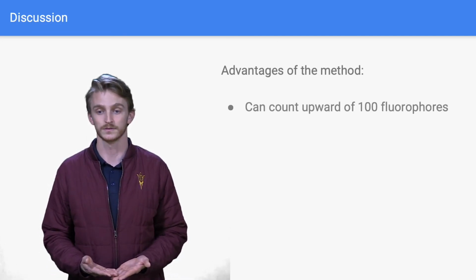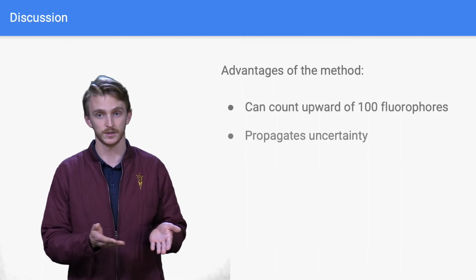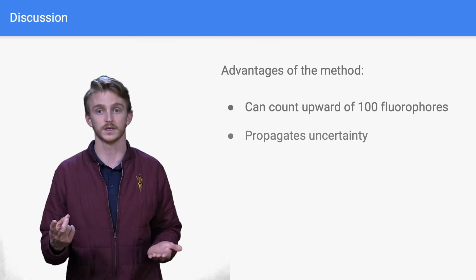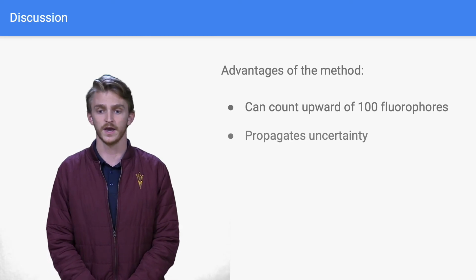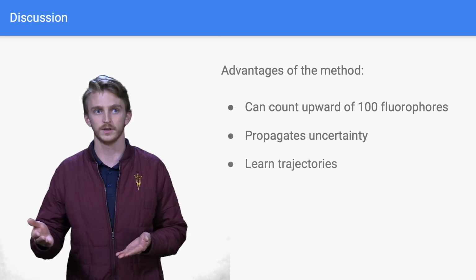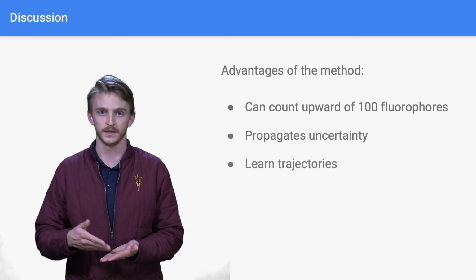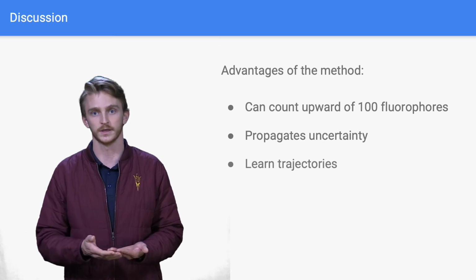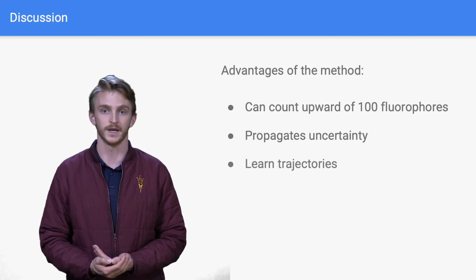So the advantage of our method is that we can count upwards of 100 fluorophores. In addition to that, because ours is created using a Bayesian framework, we propagate uncertainty, and so we can get uncertainty bounds on all of our estimates for the number of fluorophores as well as the rates and the brightness values. Not only that, but we can infer the trajectories of the fluorophores, which could be extrapolated in the future to infer kinetic rates from binding and unbinding. If you were to take blinking and unblinking as a proxy for binding and unbinding, this would potentially be a method that could learn binding kinetics.